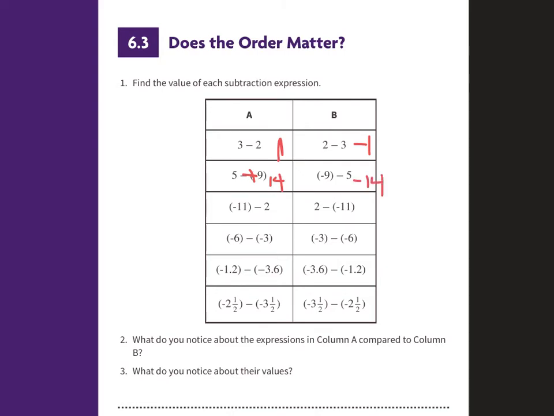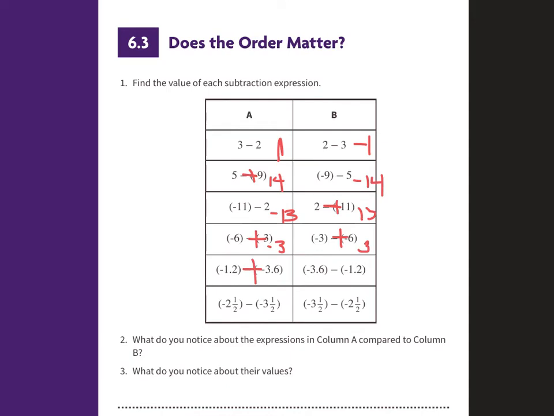Do you see the pattern here? Negative 11 minus 2 is negative 13. 2 minus negative 11 is really 2 plus 11, which is 13. Negative 6 minus negative 3 is really negative 6 plus 3, which is negative 3. Negative 3 minus negative 6 is negative 3 plus 6, which is positive 3. Same thing here for the bottoms.